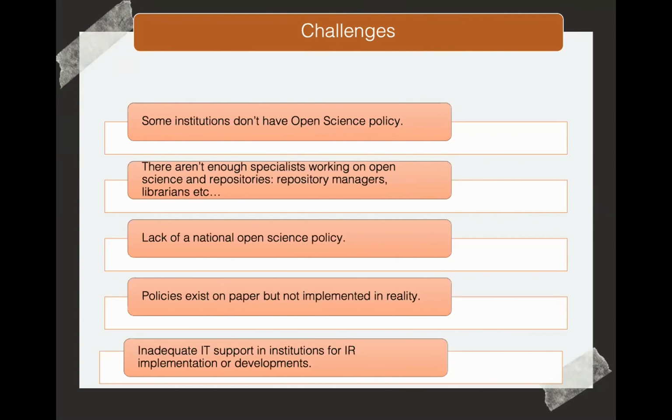Another thing is that policies exist on paper but are not implemented in reality. As I mentioned before, lots of universities have an open science policy because it is a mandate. The Council of Higher Education sent a letter to them, and they had to prepare their own open science policy, but the policies exist on paper, not in reality. This is the problem. Also, one of the important problems is that it's not easy to get IT support from the university, so the implementation or development of institutional repositories is very difficult.